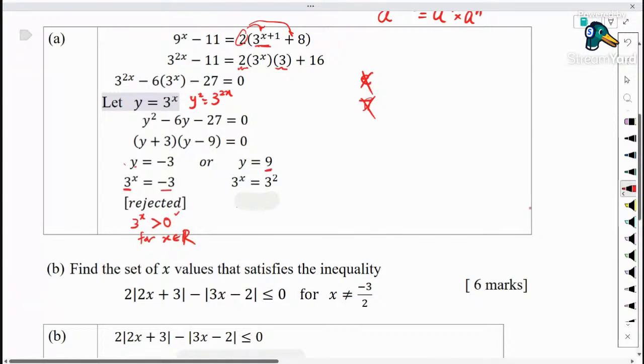On the other side, we notice that 9 we can convert to the same base number 3. So I have 9 is 3 squared. By comparing the power on both sides, now we have x equals 2. And there goes the answer for this equation. There's only one x value that fulfills this equation.